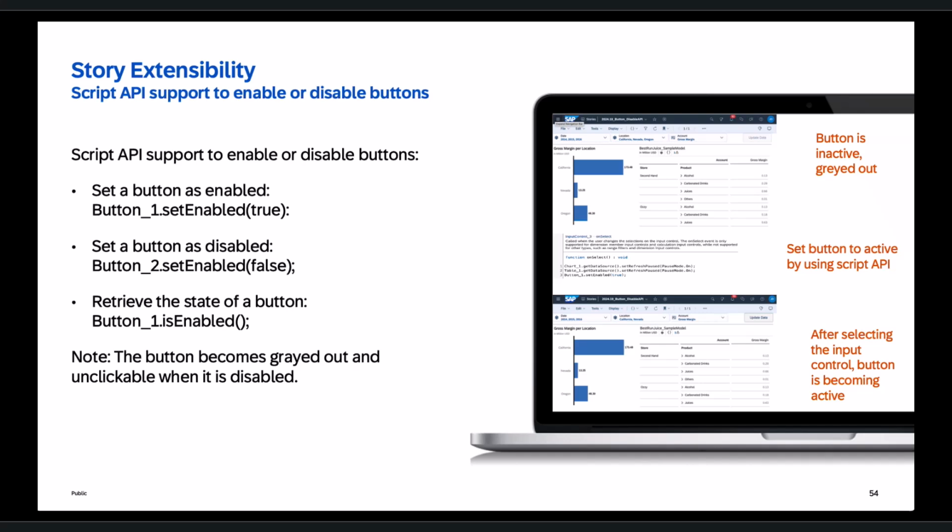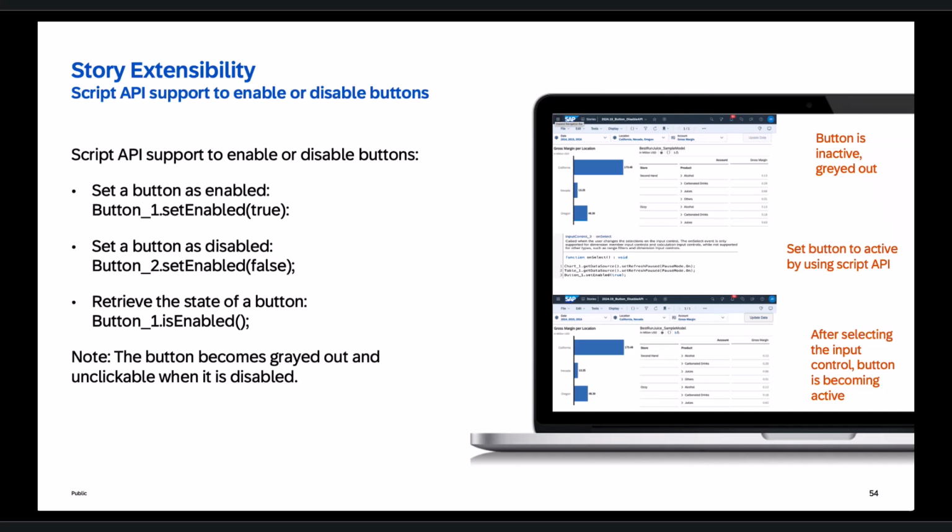Another story extensibility feature highlight is that we provide the script API to enable you to set the button to disabled or enabled. Why do we need that? Sometimes the user wants to see that the button is there but disabled, and only after certain interactions is the button enabled, so you can do a further action. So it's more for a process workflow.